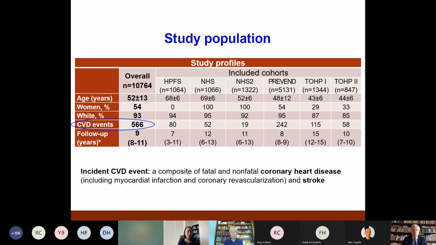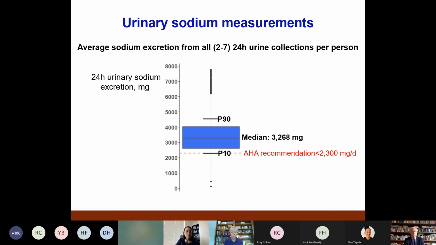And over a median follow-up of 9 years, 566 cardiovascular events defined as a composite of coronary heart disease and stroke were identified. Our primary exposure was the average sodium excretion of all 24-hour urine samples for each person. And this box plot shows its distribution. The median sodium excretion was 3,300 milligrams.